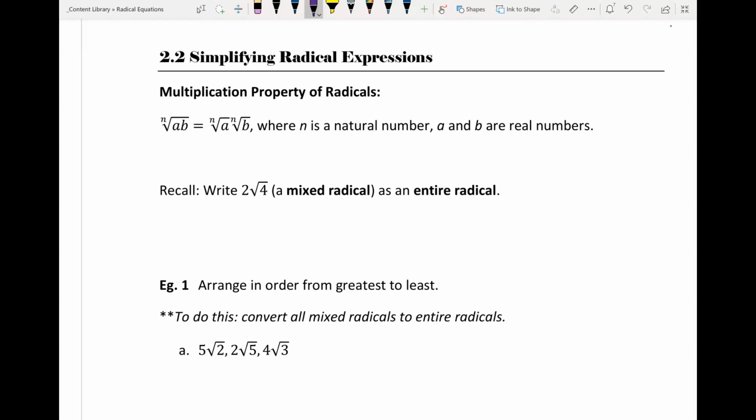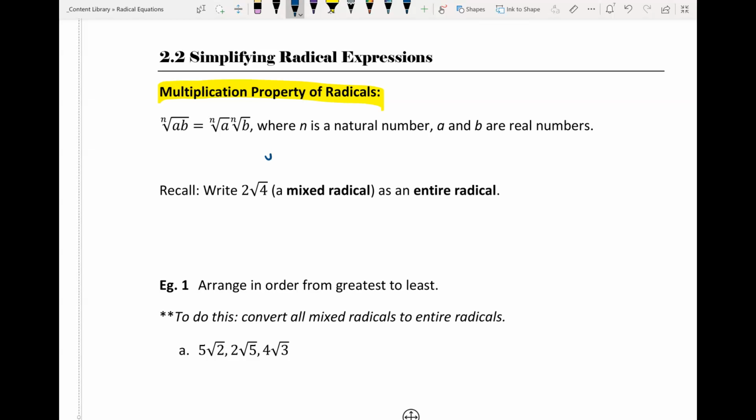Welcome to our new unit on radical equations. We are going to begin with learning how to simplify radical expressions. So here's a property you need to remember for multiplication of radicals. If you have a and b underneath an nth root, then you can separate whatever's on the inside of that radical, so that will become the nth root of a multiplied by the nth root of b.